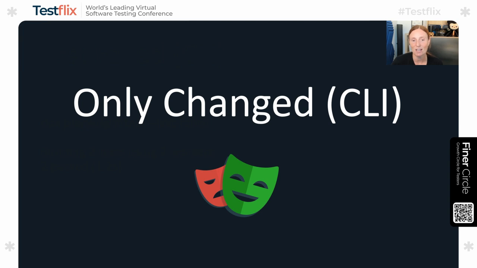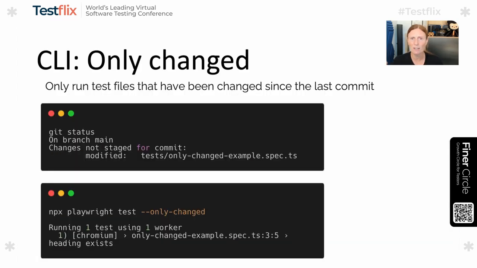And then you've got --only-changed again for the CLI. You've got watch mode and UI mode. So it's similar to a watch mode where you're saying only run the only change. So only run test files that have been changed since the last commit. So you've made a commit there, and then npx playwright test --only-changed, and it's running 1 test using 1 worker. So again, much, much faster. I like the UI mode. You might prefer non-UI stuff.